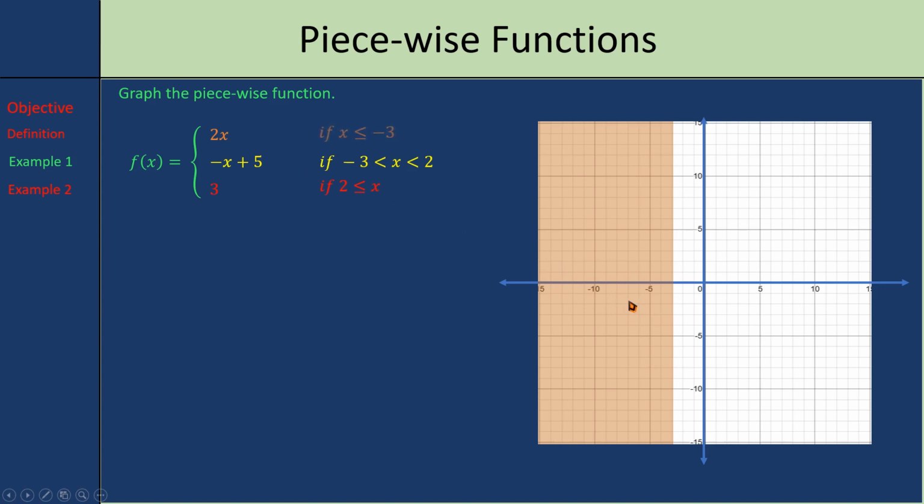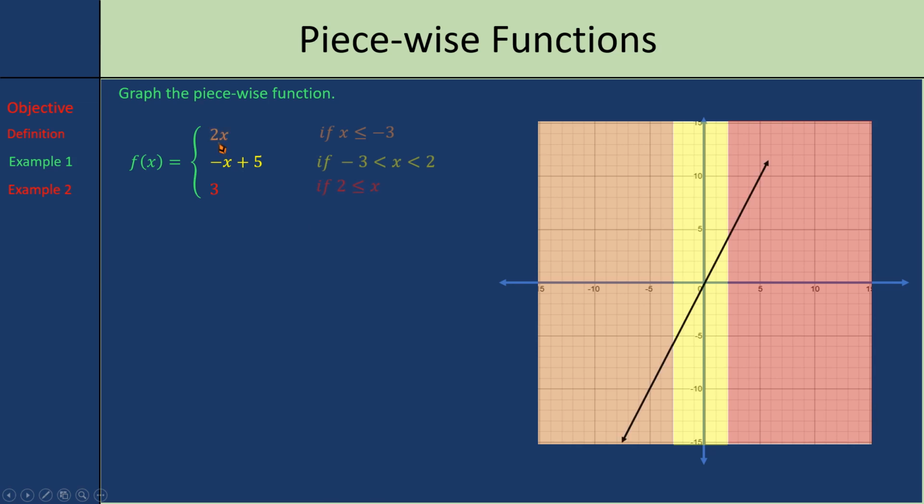The next interval is the yellow one. The middle one is going to go from -3 to 2. That's that yellow interval right there, and that's where I'm going to graph this yellow line. And then the red interval, of course, is x is larger than 2, so it's going to be on the right side of 2. Okay, so I'm going to go ahead and graph this.